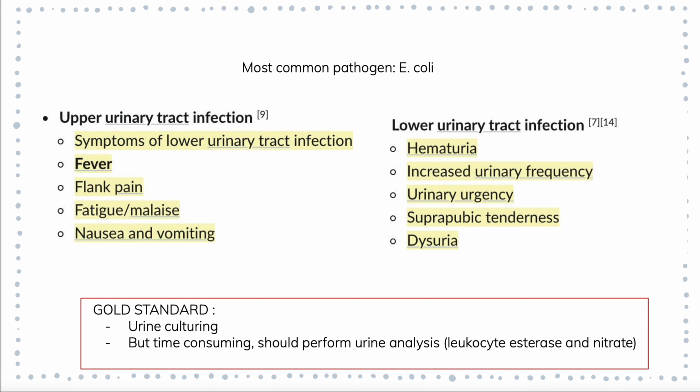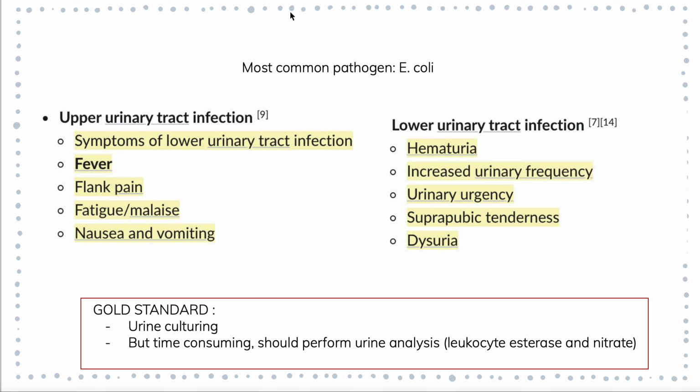The gold standard in UTI, this is very important because they usually ask what is the gold standard, what do we do, etc. The gold standard is urine culturing. But because it's a bit time consuming, in the meanwhile we do urine analysis to detect leukocyte esterase and nitrates. Usually in most UTIs, esterase and nitrates are there, so you can say they're semi-specific for UTIs.